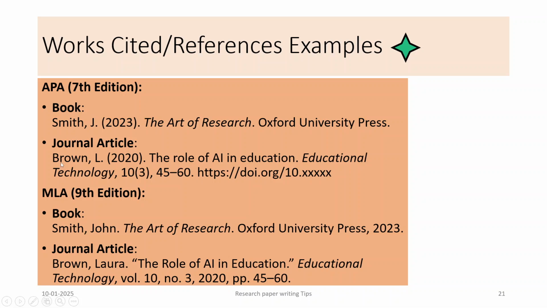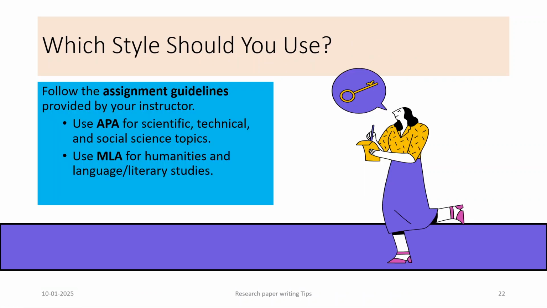For example, Brown L. For example, my name is G Jena. I write Jena, comma G dot. Suppose it is published in 2025, and the role of AI in education. This is the title. Then it is the educational technology, volume 10, issue 3, pages 45 to 60, and the DOI number is there. You get it now? So like this, the citation or the references, we can put it there, right?